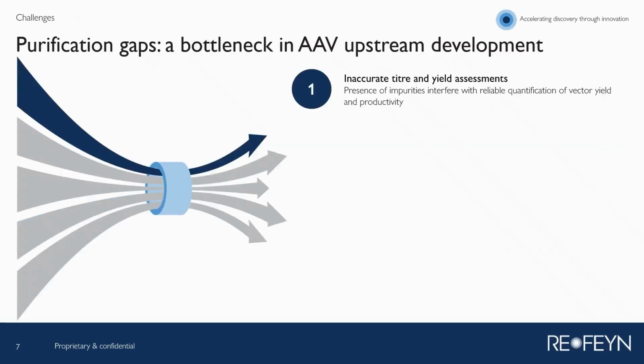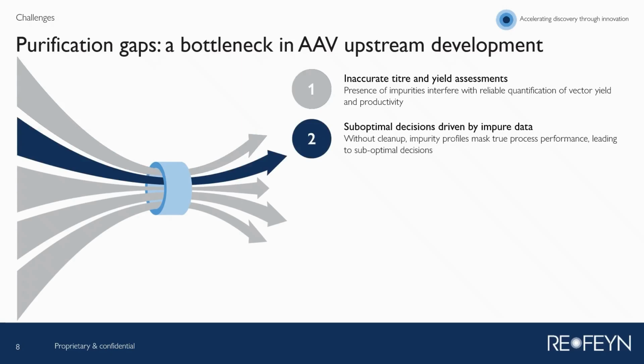These are some of the roadblocks observed in the upstream process, which prevent us from making informed and data-driven decisions for some of the key activities that we detailed in the previous slide. So in the upstream workflow, one of the first challenges that you encounter is the presence of impurities, which interfere with your ability to accurately and reliably quantify vector yield and productivity. This makes it a challenge because you're not able to assess if the observed or measured titer reflects the true nature of your viable product.